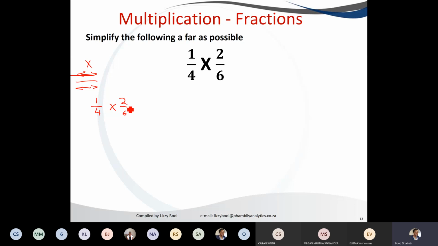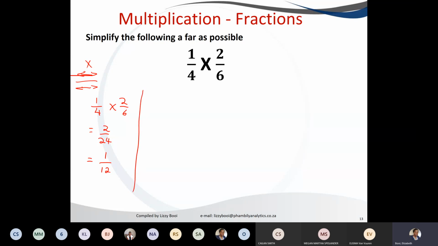Multiplying what is at the top with what is at the top will mean 1 multiplied by 2 is 2. 4 multiplied by 6 is 24. And we need to also solve it to the lowest form. 2 goes 1 time into 2, and it goes 12 times into 24. That's the first method that you can use.